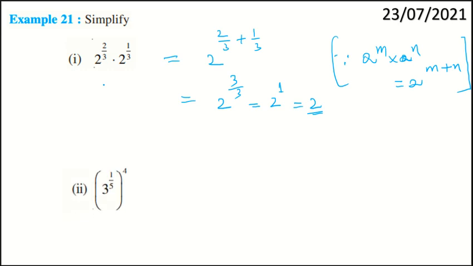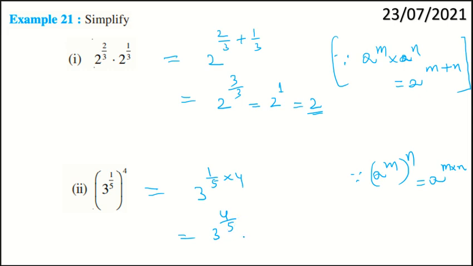Coming to sub question number 2, 3 power 1 by 5 whole power 4. Using the law a power m whole power n, which is a power m into n, that means 3 to the power 1 by 5 into 4, which is nothing but 3 to the power 4 by 5. So, this is how we write it, or it is up to us, we can also write this as 3 power 4 whole power 1 by 5.